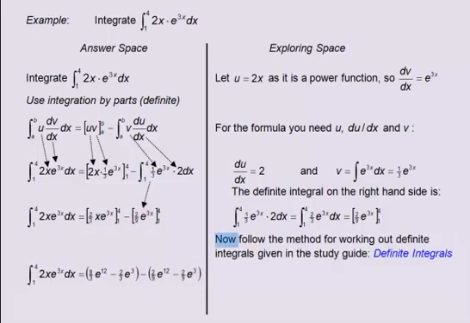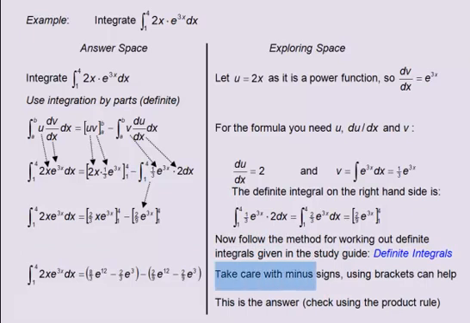If you're unsure, you can follow the method for working out definite integrals given in the study guide, Definite Integrals. Take care with minus signs, using brackets can help. This answer can be checked using the product rule. So, the integral between 1 and 4 of 2x e to the 3x with respect to x equals 22/9 e to the 12 minus 4/9 e cubed.